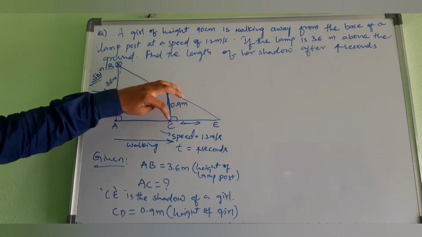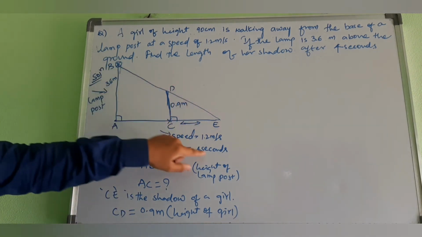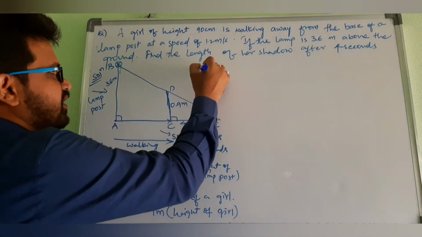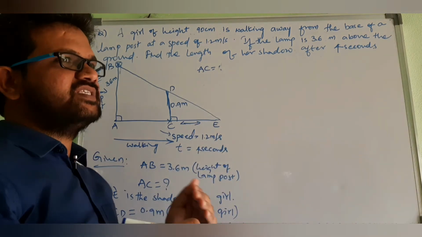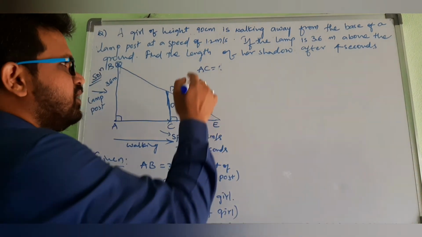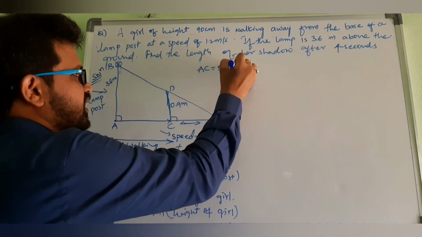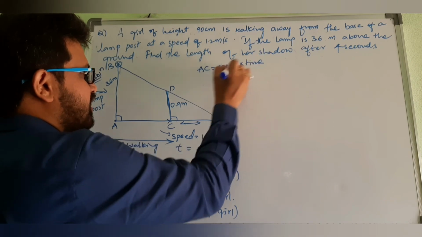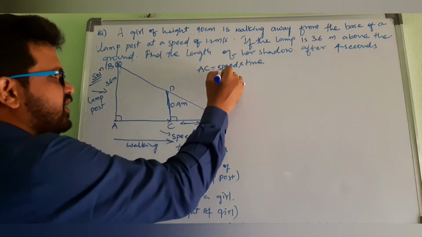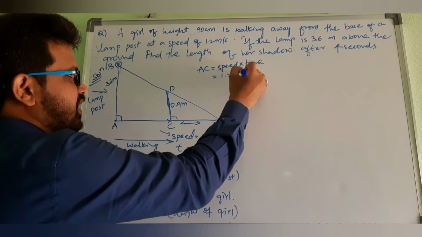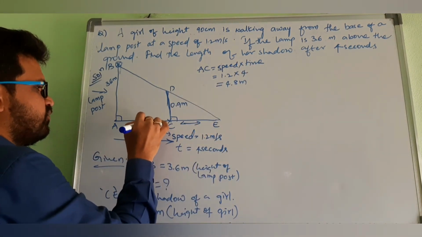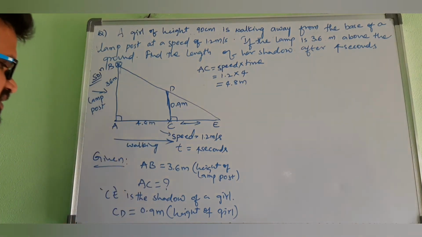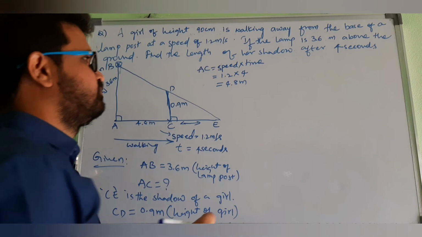From A to C, the speed is 1.2 meters per second and the time is 4 seconds. We use speed equals distance by time, so AC is equal to speed into time. That is 1.2 meters per second times 4 seconds, which is 4.8 meters. CE is the shadow of the girl that we have to find.